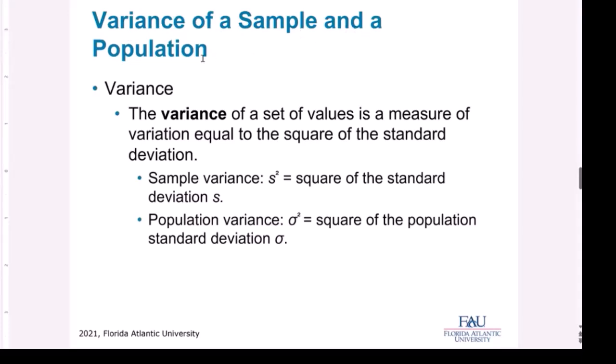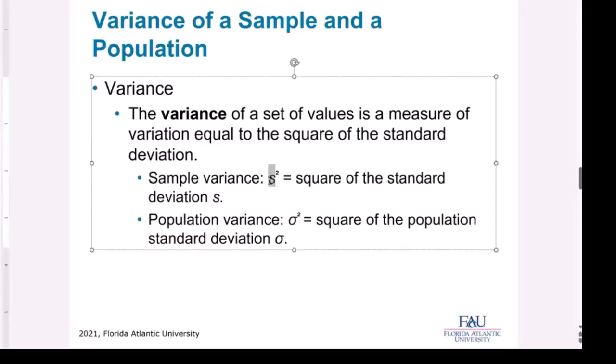Variance of a sample and a population. The variance of a set of values is the measure of the variation, which is equal to the square of the standard deviation. If you have a standard deviation, you square it, and that's your variance. When it's for a sample, we use standard deviation as s, and then we square it. For a population, we use sigma, and we square it. That's all that this is doing, is taking those values and squaring them.